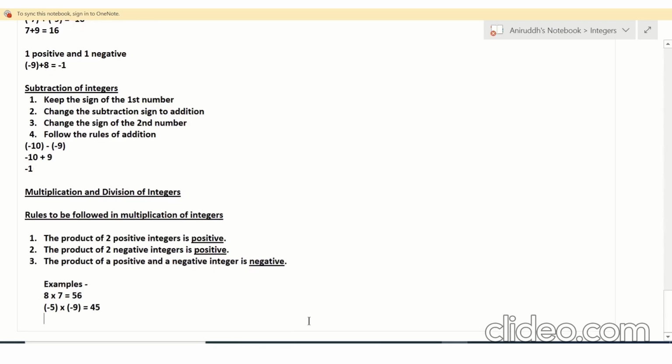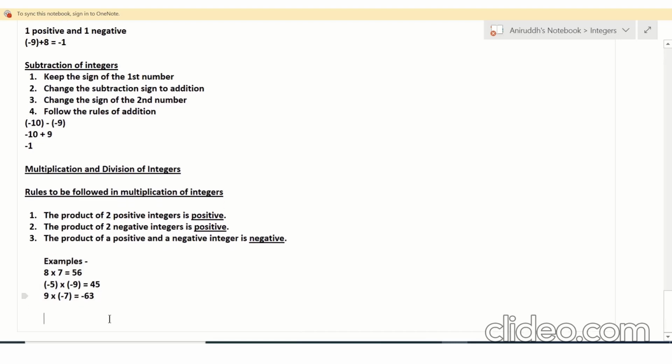Now we'll check one positive and one negative integer. 9 into -7. -63 is the result. It is a negative integer. So the product of a positive and a negative integer is negative.